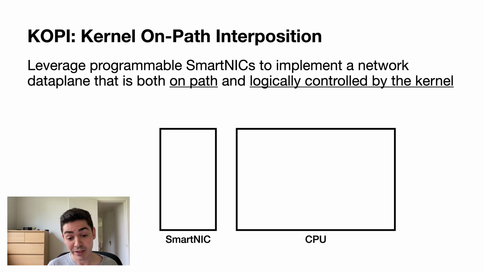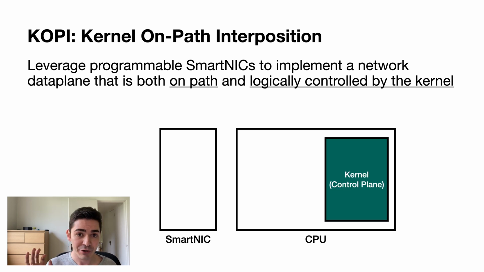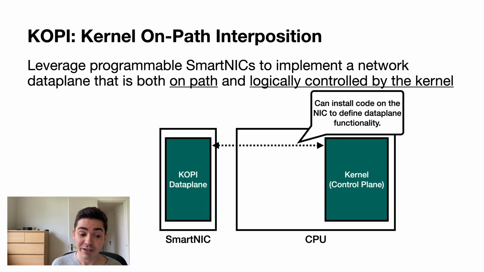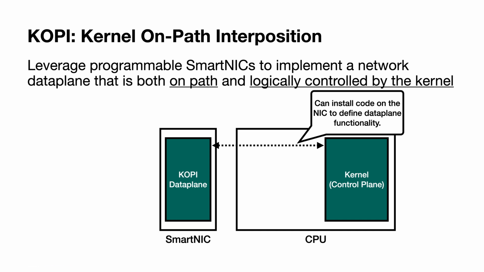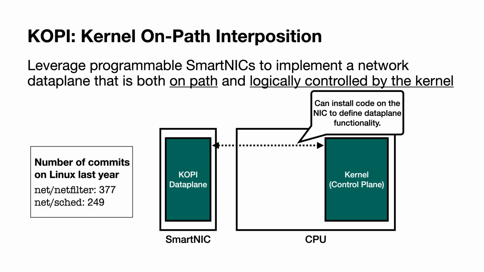And here's what it means more concretely. We're going to use a SmartNIC in a CPU, and on the CPU we have the kernel, which acts as a control plane. And the kernel is also responsible for defining the data plane functionality that runs in the SmartNIC. So for that, the kernel can actually install code on the NIC to define the data plane functionality. And that is in contrast with the traditional offload approach, where these offloads are defined by hardware vendors and not the kernel.